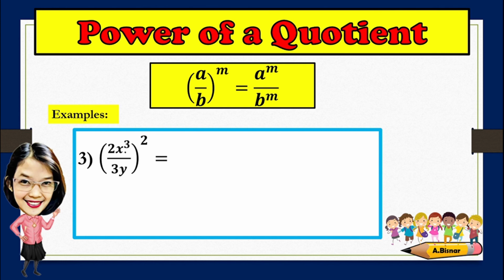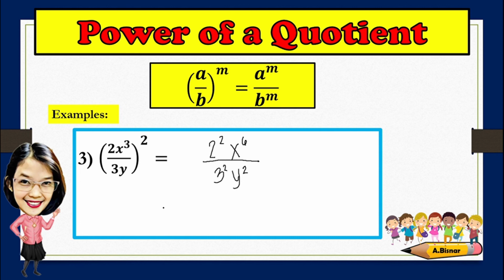And for the last one, we have (2x cubed over 3y) quantity squared. So let us start with the numerator. 2 squared. Why? Because the exponent of 2 in here is 1, so 1 times 2 is 2. Now what will be the new exponent of x? 3 times 2 is 6. How about with 3y? The exponent of 3 in here is 1, and 1 times 2 is 2. The exponent of y is 1, and 1 times 2 is also 2.